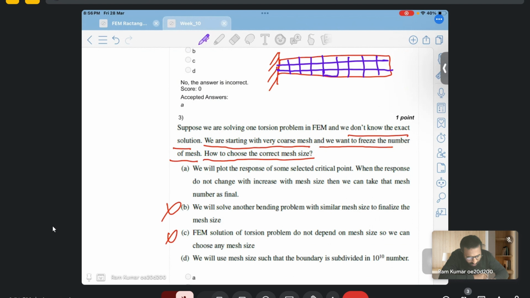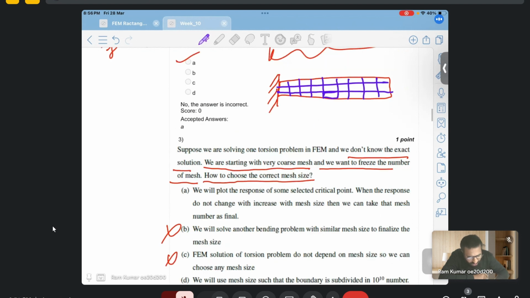For example, I am putting a load at this location. This is my critical location, C, and this is load P. What I will do is check the response at this point.